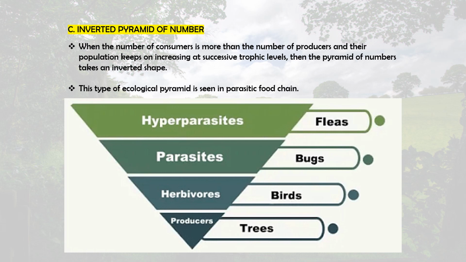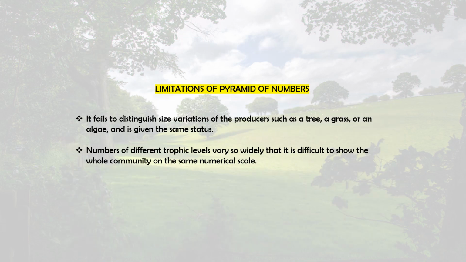So here it's a typical example of a parasitic food chain. There are some limitations to the pyramid of numbers.